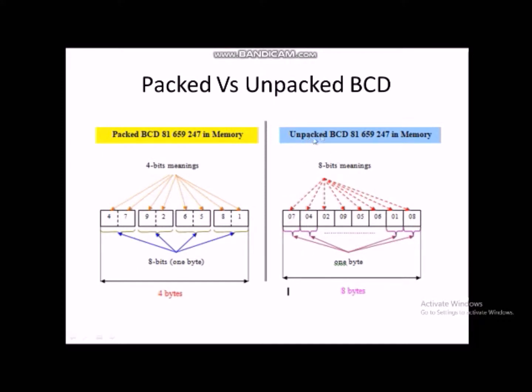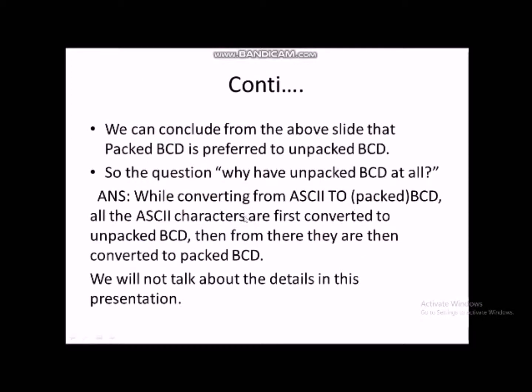But in unpacked BCDs, each of the BCD digits takes 1 byte of memory. This means to save this number using packed BCD, you use half as much space in the memory as you would if you try to save it using unpacked BCDs. So obviously we can conclude from here, as it is said in this next slide, that it is better to save your BCD numbers with packed BCDs rather than unpacked, because of the memory space it saves.